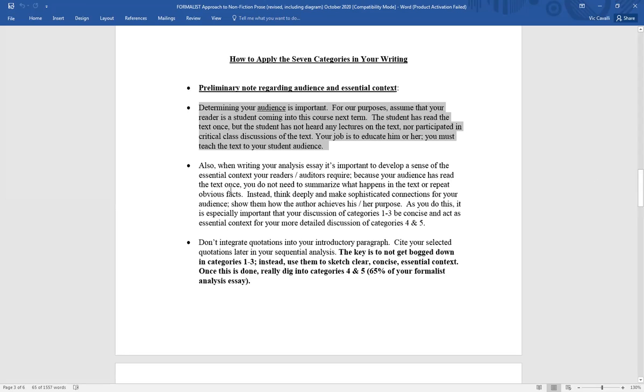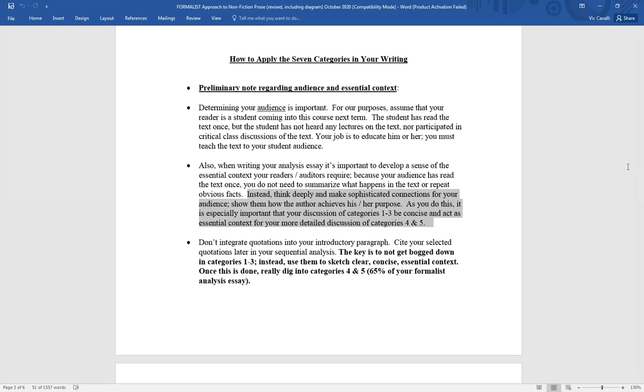Now, second bullet. Also, when writing your analysis essay, it's important to develop a sense of the essential context your readers, auditors require. Because your audience has read the text once, you do not need to summarize what happens in the text or repeat obvious facts. Instead, think deeply. This is the key now. Instead, think deeply and make sophisticated connections for your audience. Show them how the author achieves his or her purpose.